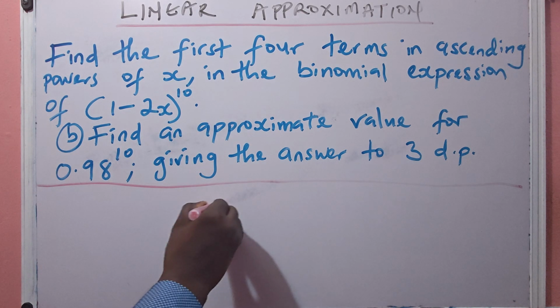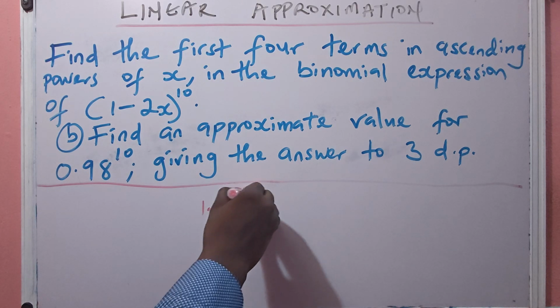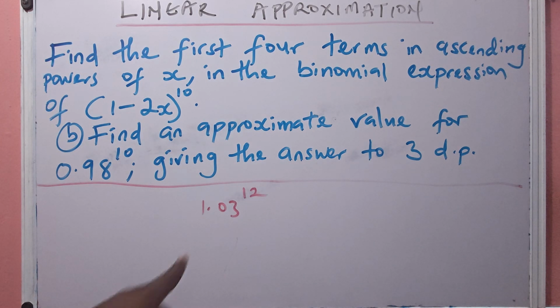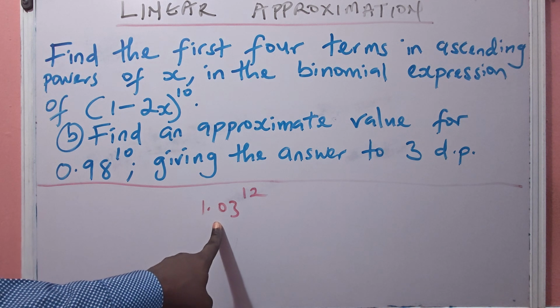For instance, you may be told to solve, let's say, 1.03 raised to the power of 12. This is a situation where you'll be told to apply linear approximation. Now, generally you can press this on a calculator. That means it's not impossible to get the value of this on a calculator.